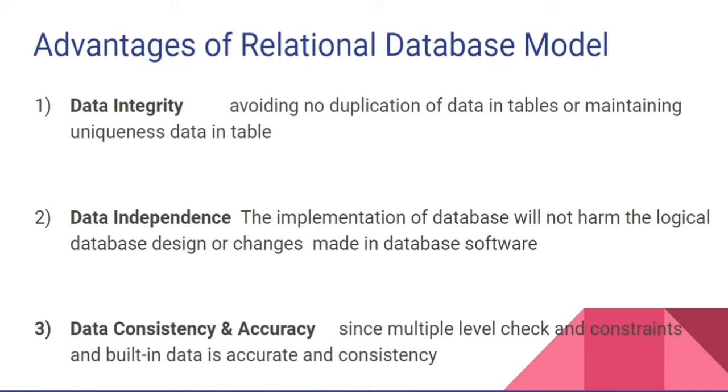For example, if I want to change the software or change the database design, that will not affect my relation. That is why relations help us with data independence, data consistency and accuracy, since multiple levels of checks, constraints, and built-in rules ensure accuracy and consistency. When the data is stored in an organized way, it is consistent and accurate, just like data integrity helps us.